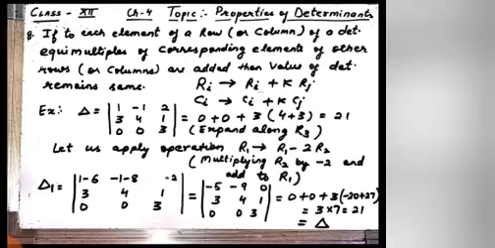Our next property is, if to each element of a row of a determinant, equimultiples of corresponding elements of other rows are added, then the value of the determinant remains the same. Equimultiple means if we multiply any row by some constant and add that row to any other row, then the determinant remains the same. So we can verify this property with the help of the given example.